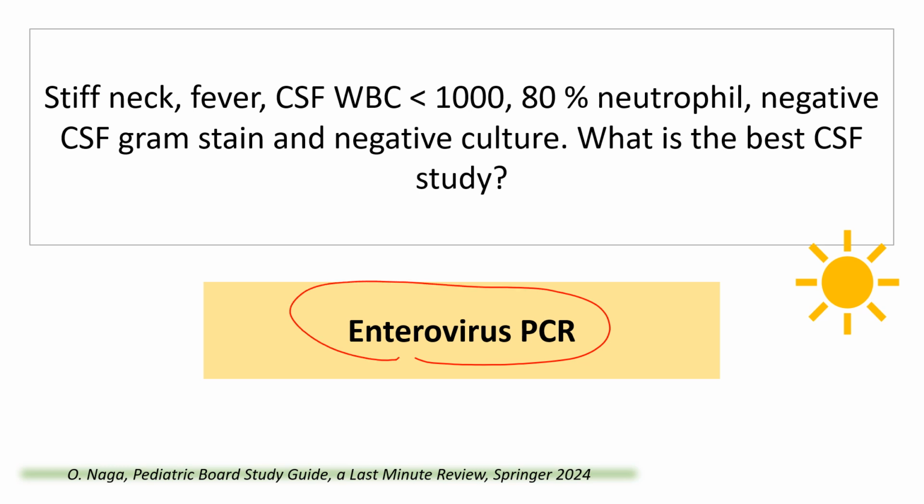Enteroviral meningitis, or viral meningitis in general, may present with a high percentage of neutrophils in the beginning, but later on the percentage of lymphocytes in the CSF will be predominant. This is important to know and is very distracting in the vignettes.